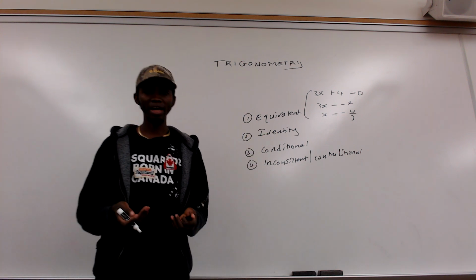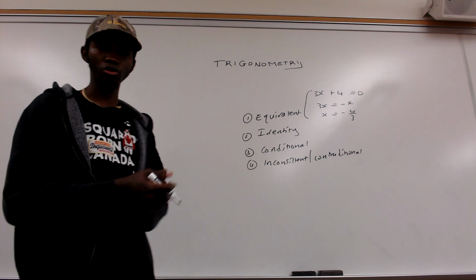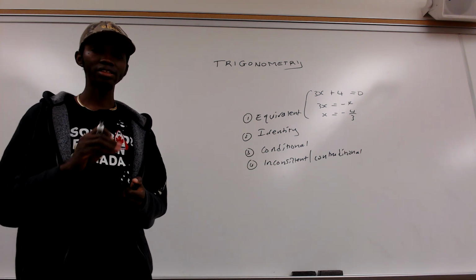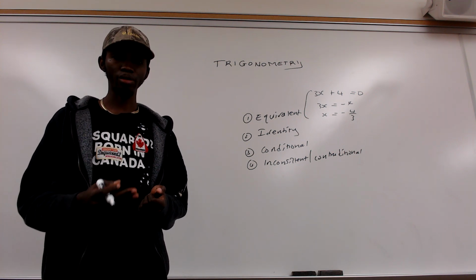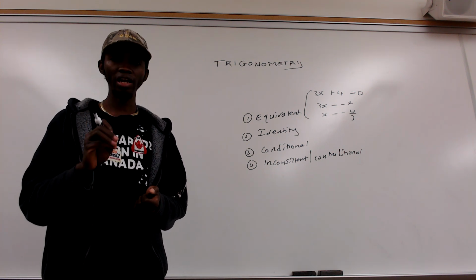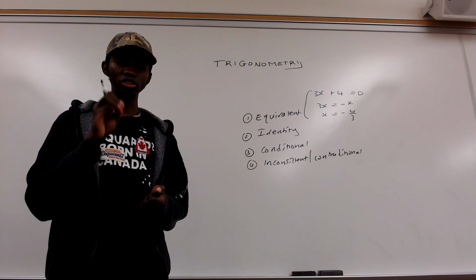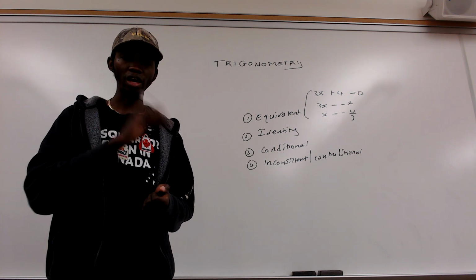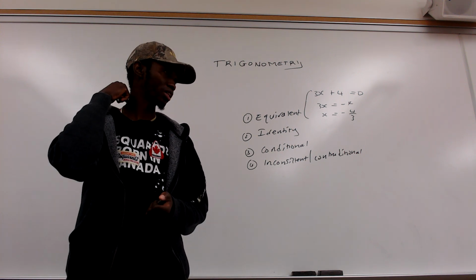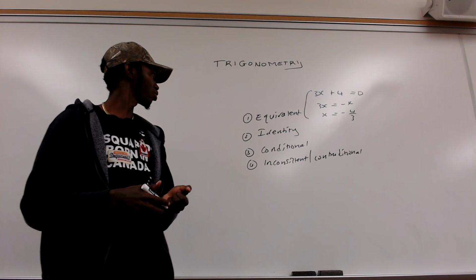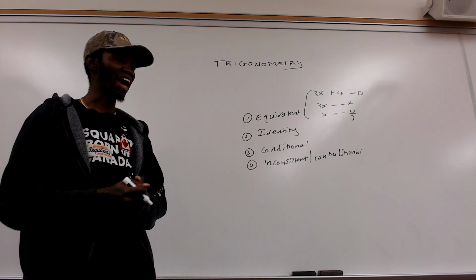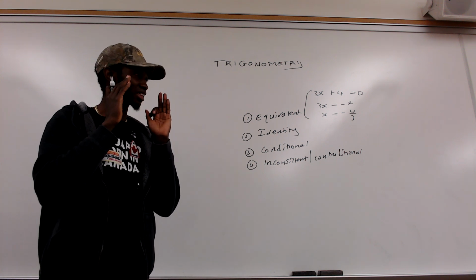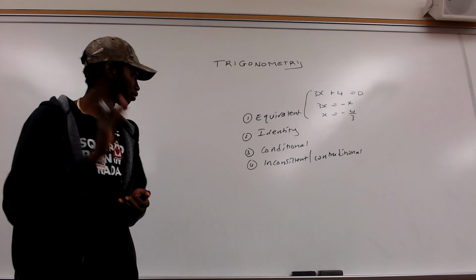The second type is the identity equation. What do we mean by an identity equation? An identity equation is an equation that is satisfied by every real value of the variable. That means any value you think of, when substituted into that equation, the value for the left-hand side is going to be the same as the value on the right-hand side. Such equations, we refer to as identity equations.